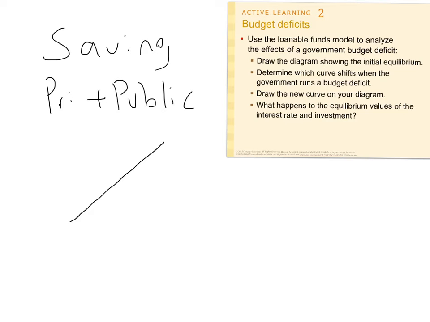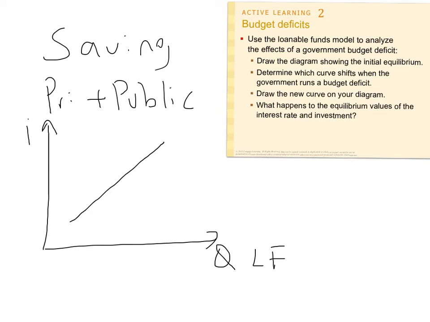So as you see, there will be less funds available from the saver's side. That means the supply of loanable funds will be less than before. Okay, if that is the case, now let's draw our graph. This is the quantity of loanable funds, and this is the interest rate.